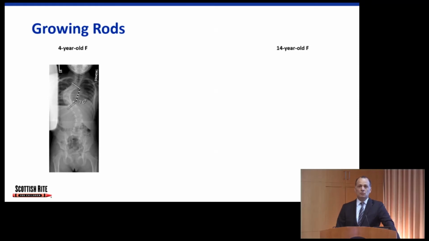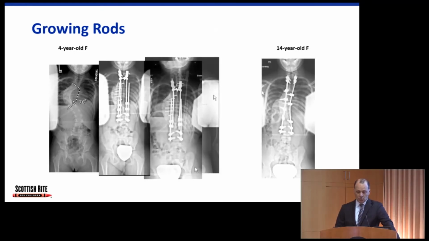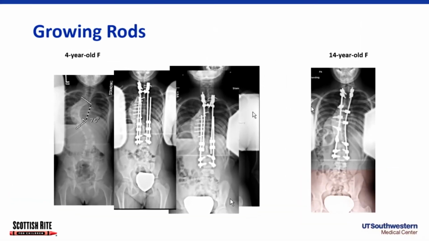So sometimes children present to us in that less than 10-year age group, infantile or juvenile scoliosis, with larger, stiffer curves. So here's a young girl who is 4 years of age, and so she has a larger curve, and so she has growing rods. And the concept behind growing rods is that you place the rods, you seat them proximally and distally, and then over time, as they're growing, the rods are lengthened.